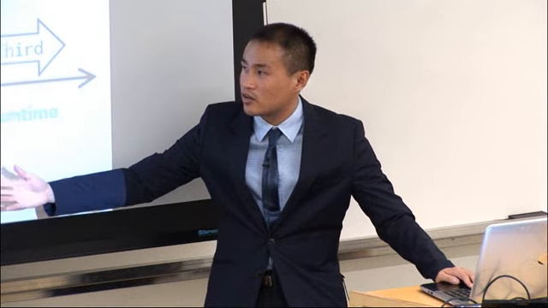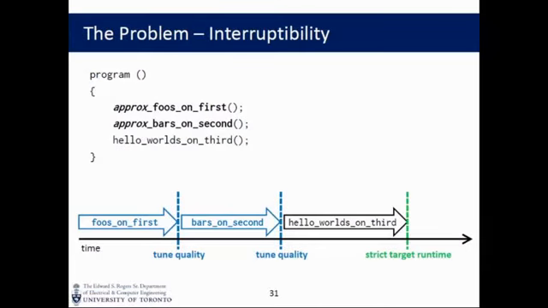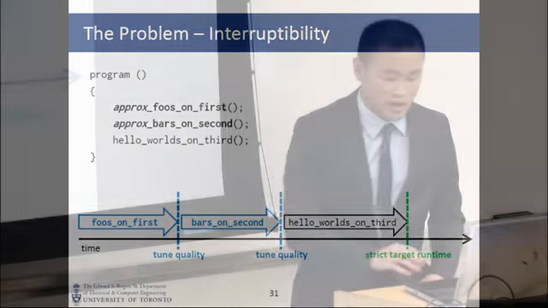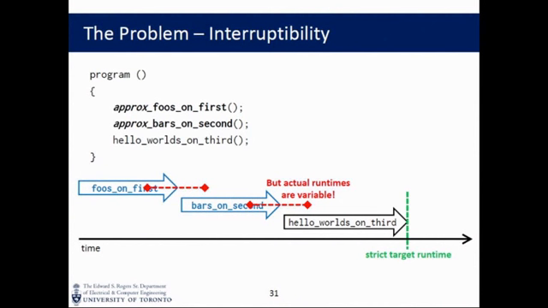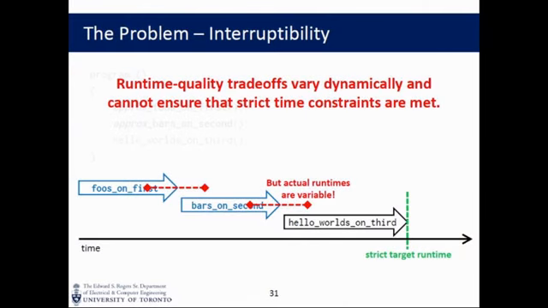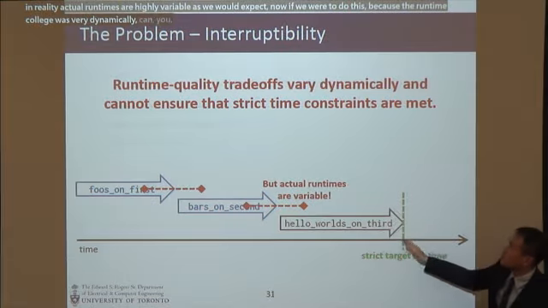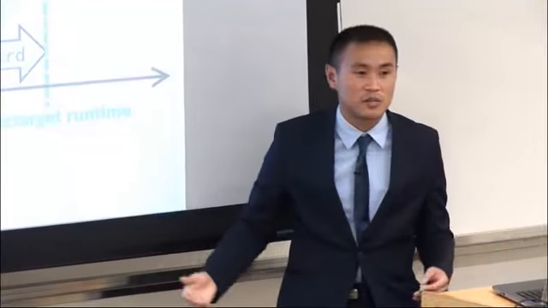Sounds intuitive. You just take the tuning knobs that you have for each of your techniques, tune them to some quality that matches that runtime, and move on. You've met the strict target runtime. However, in reality, actual runtimes are highly variable, as we would expect. And now, if we were to do this, because the runtime quality trade-offs vary dynamically, can you ensure that you meet the strict time constraint with some acceptable output?